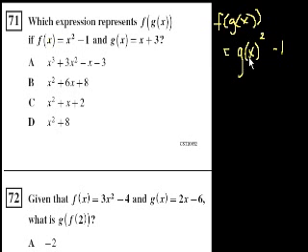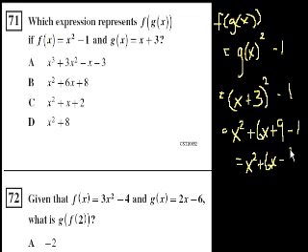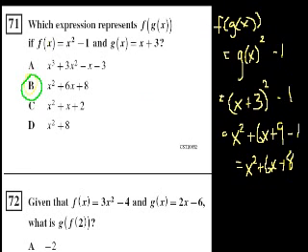Well, what's g of x? Well, g of x is x plus 3. So this is going to be equal to x plus 3 squared minus 1, which is equal to x squared plus 6x plus 9 minus 1, which is equal to x squared plus 6x plus 8, which is choice B. B. Next question.